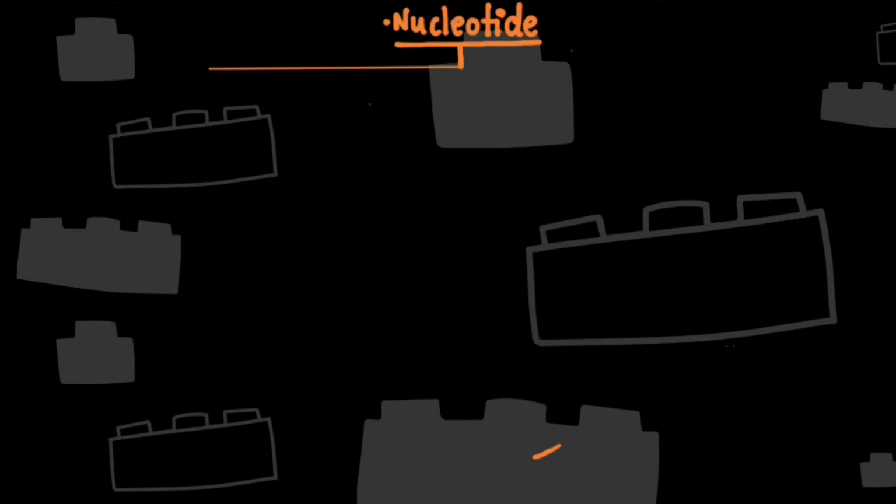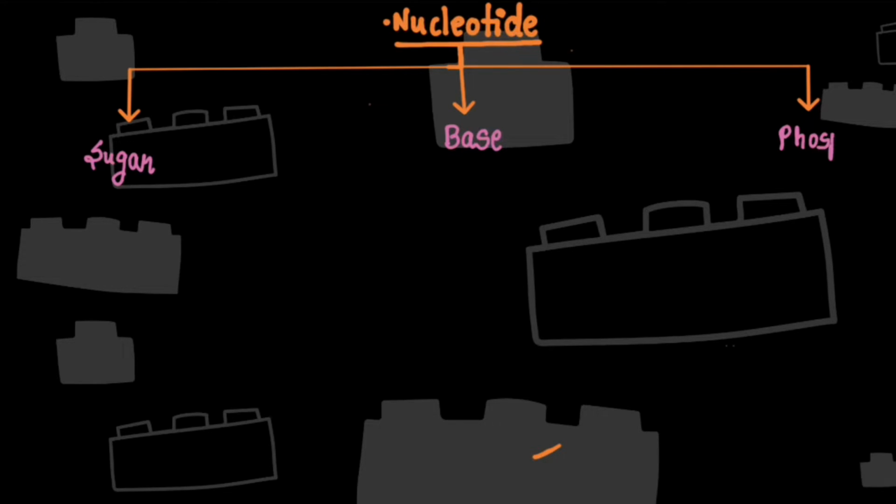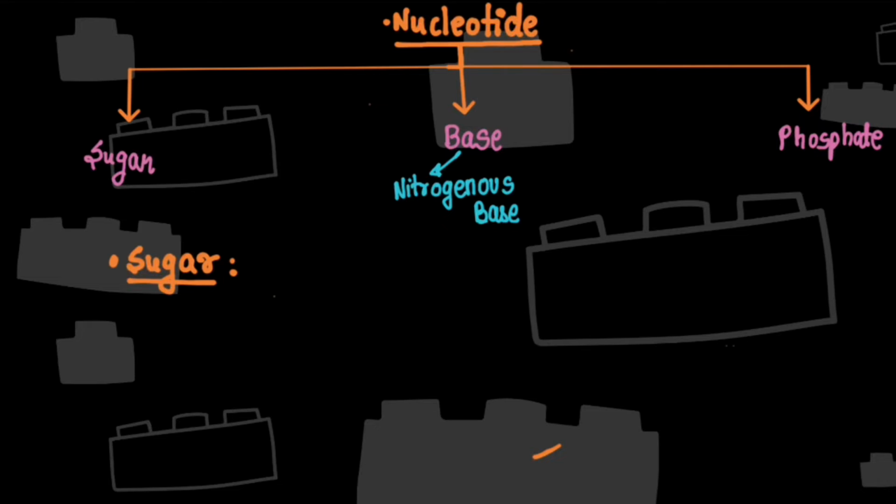A nucleotide is made up of a sugar, a base, and a phosphate. This base is basically a nitrogenous base. Let's explore each component one by one, starting from sugar. Sugar is a vague term.